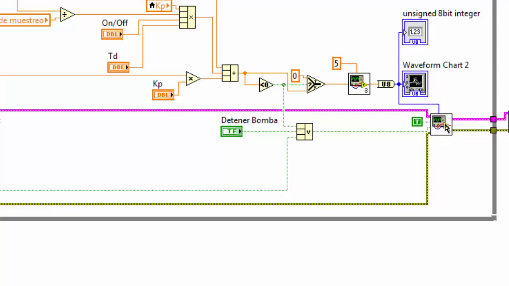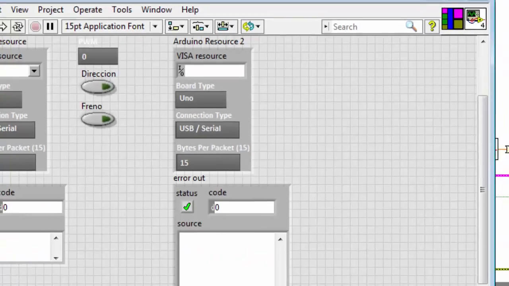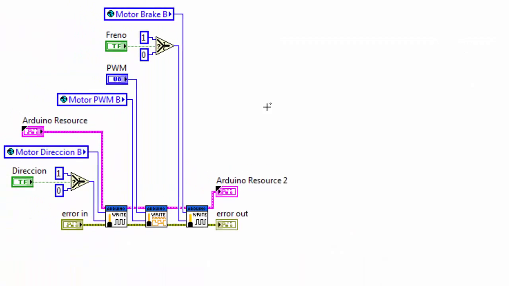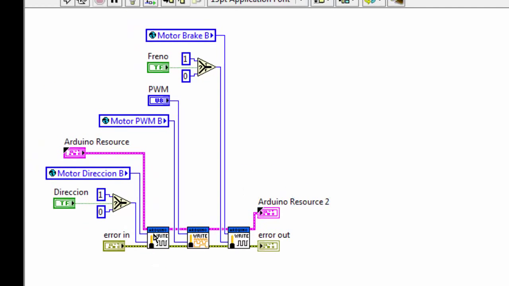Now we can see the interior of this VI. It's so simple, only 2 digital gates and 1 analog gate. With the digital gates, we tell the motor shield the direction and whether we need to stop the pump or not. And with the analog gate, we tell it the amount of PWM we want to send to the pump.